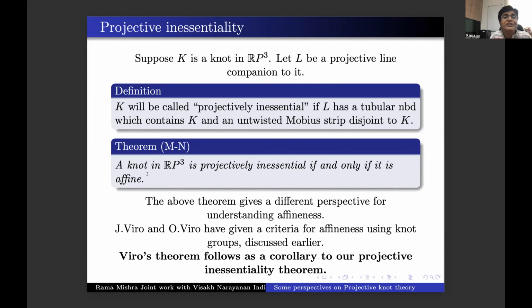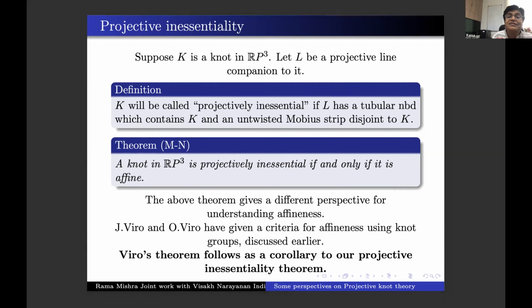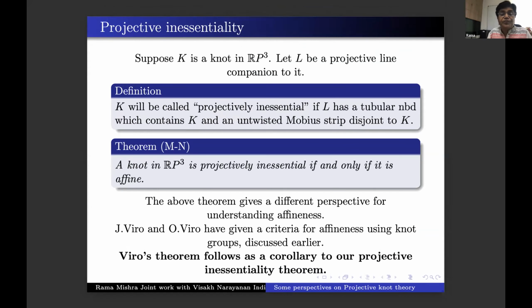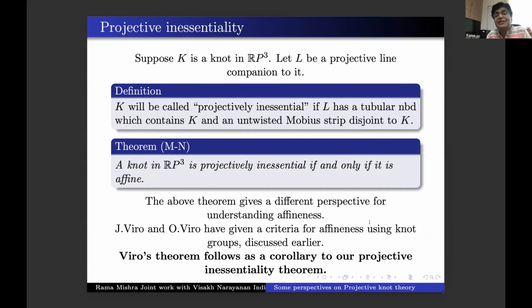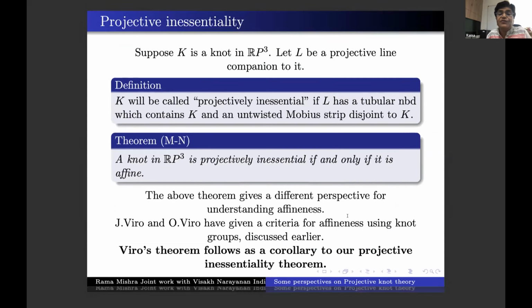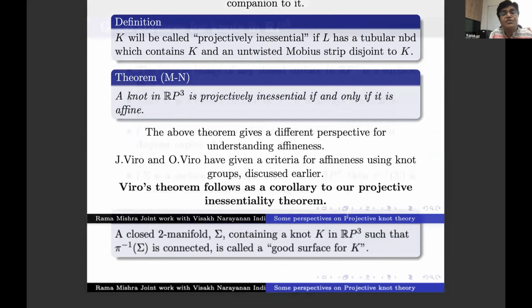Here we prove the theorem that a knot is projectively inessential if and only if it is affine. An affine knot always contains this kind of untwisted Mobius strip in a tubular neighborhood. That helps us prove that pi1 of the complement contains an element of order 2. So this notion helps in proving the same theorem, that it is affine if and only if pi1 of the complement contains an element of order 2.